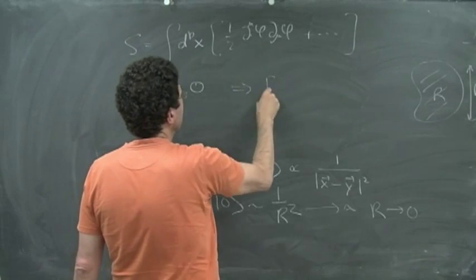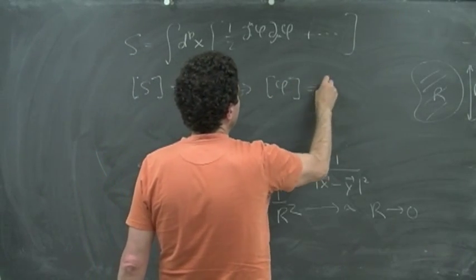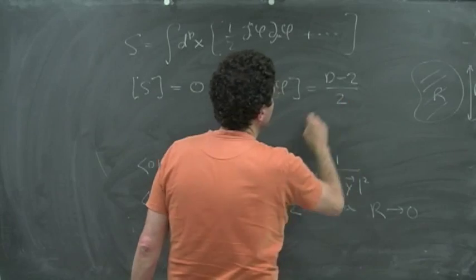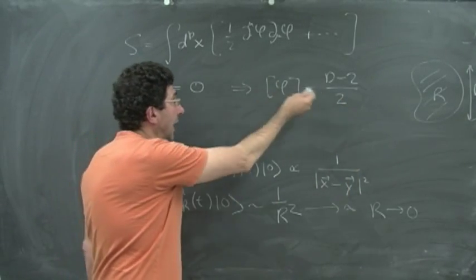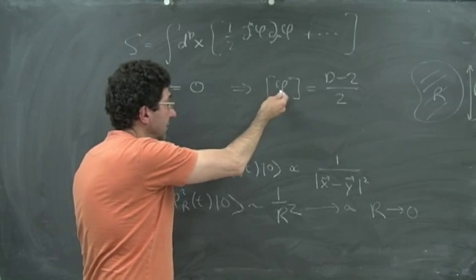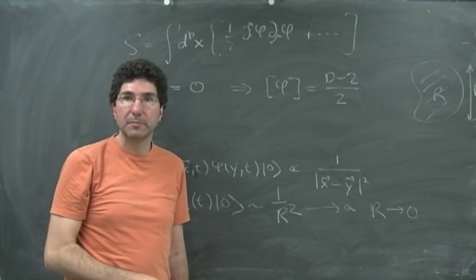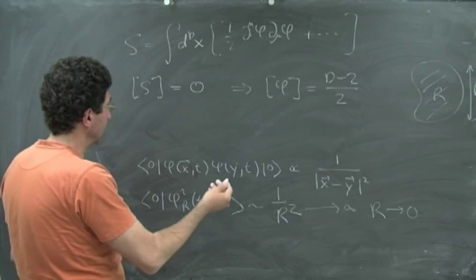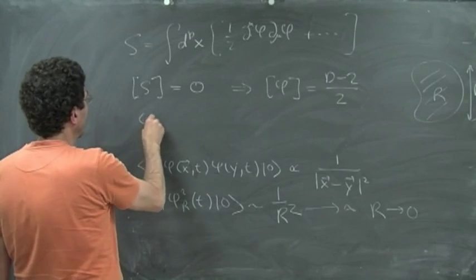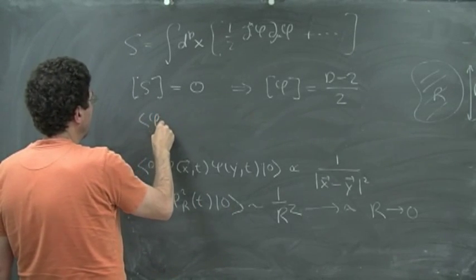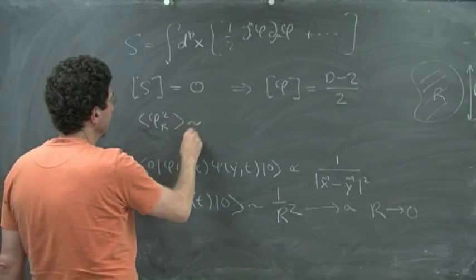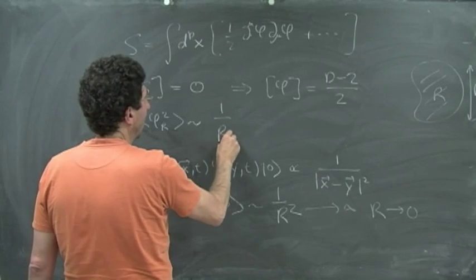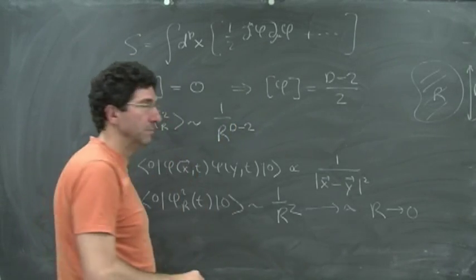And that tells you that the dimension of this thing is (D minus 2) over 2. Here, when I write the dimension equal to a number, this is the power of mass that is the dimension of that object. And from this you immediately see that if I want to calculate phi squared of R, where I'm just calling the average like this, that this is just going to look like 1 over R to the D minus 2.